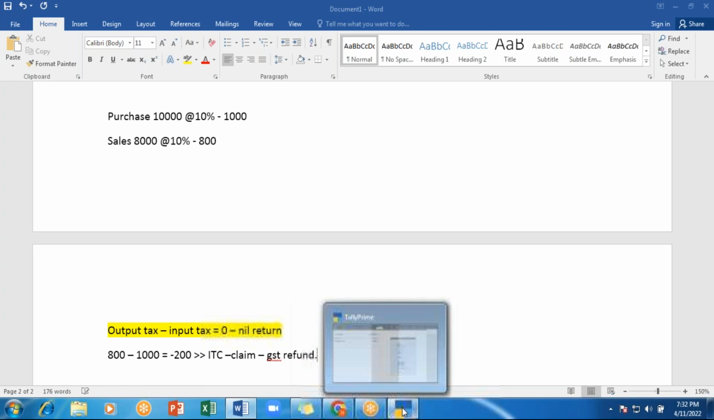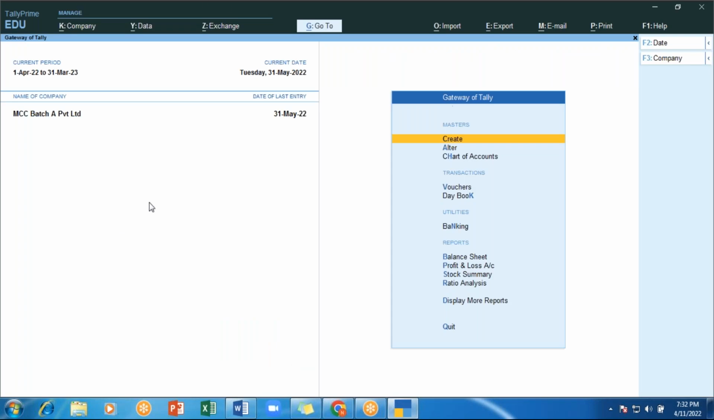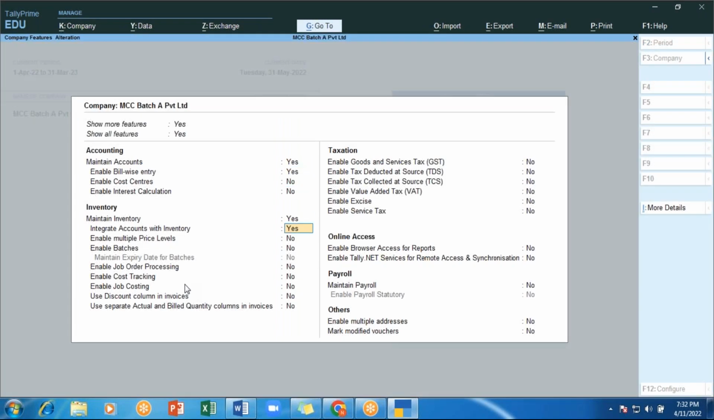We'll go to Tally. This is my company, which we are already using, MCC Battery Private Limited. In the same company, I'll go for F11 features. When you press F11, you'll get this option, taxation. Under taxation, you have an option, enable goods and service tax. I'll press yes.